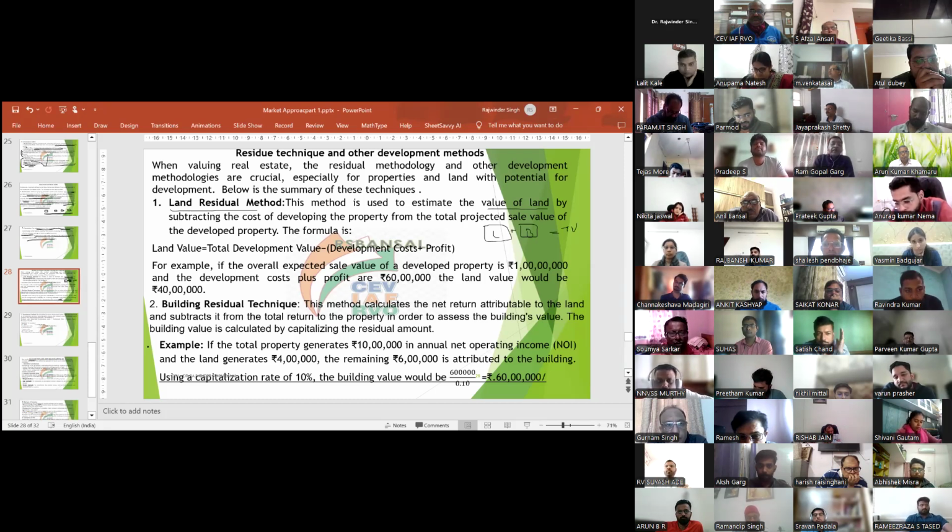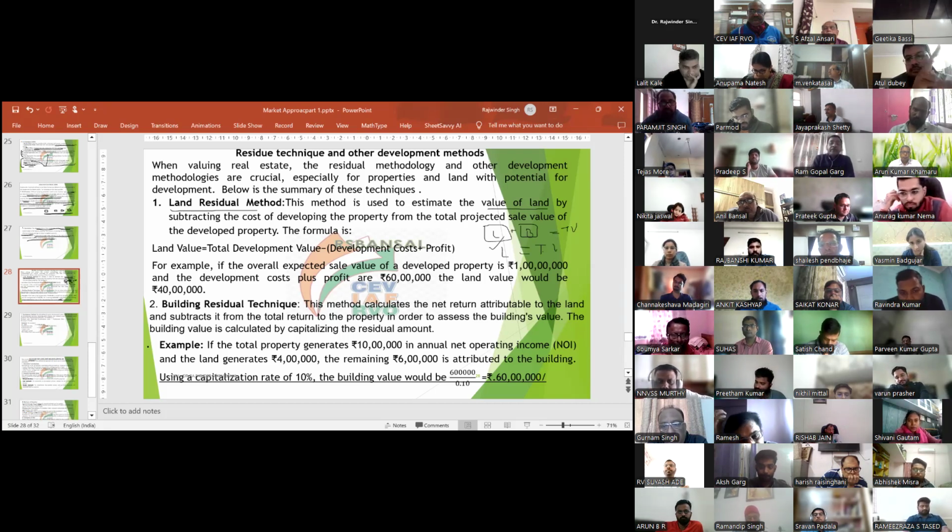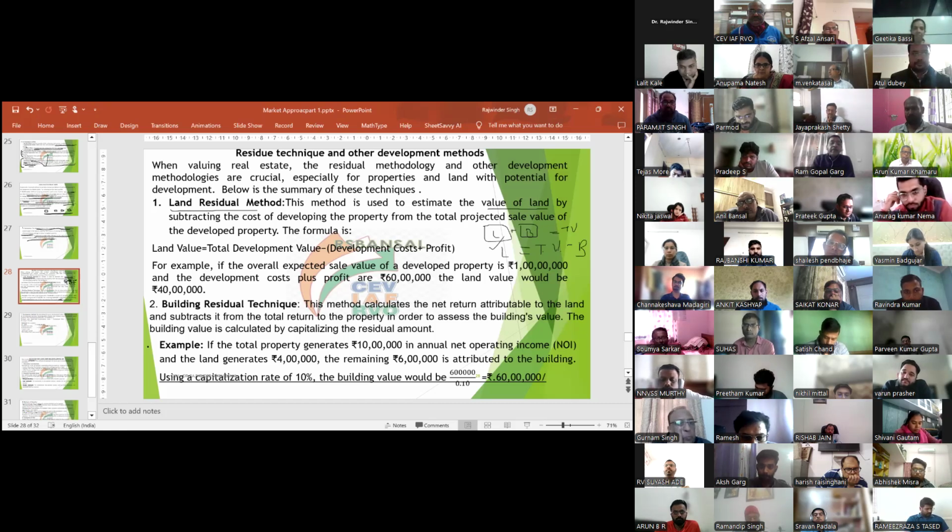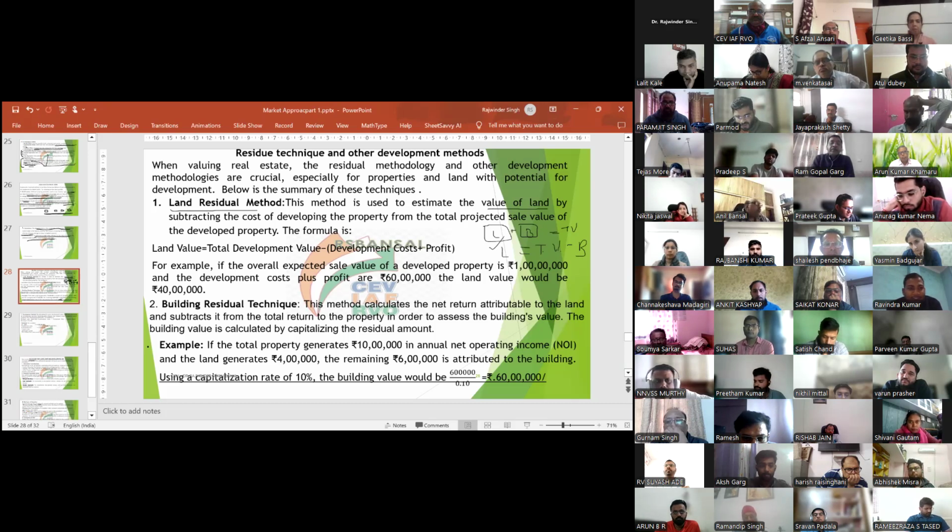And if you have to calculate land value, what will you do? Land value will be equal to total value minus building value. Clear? This is the basic of this method. If total value of the property is known to you and value of the building is known to you, you can calculate the value of the land.